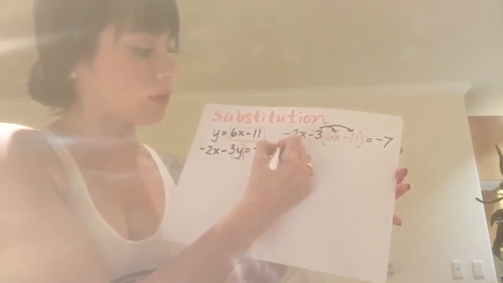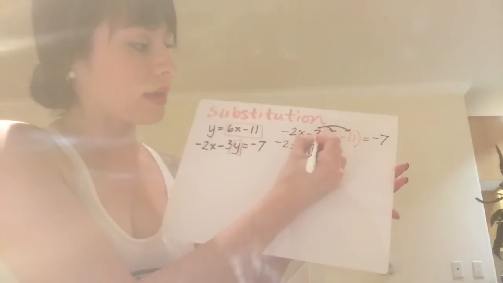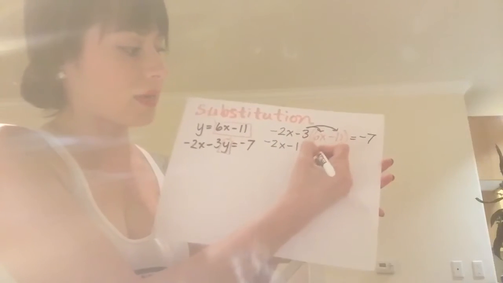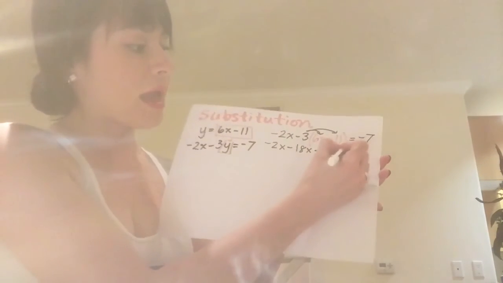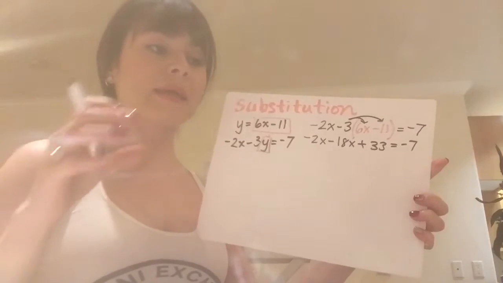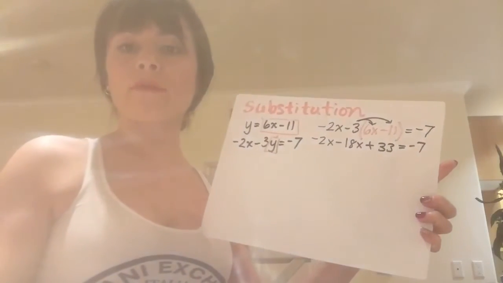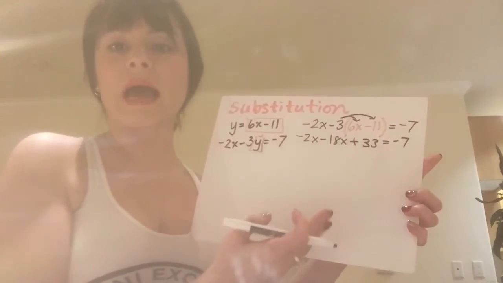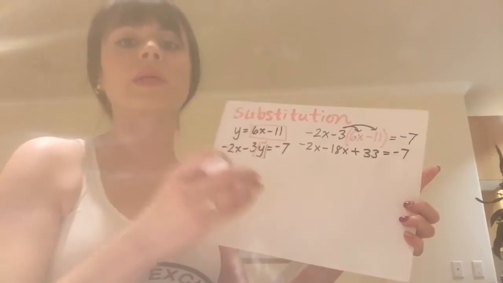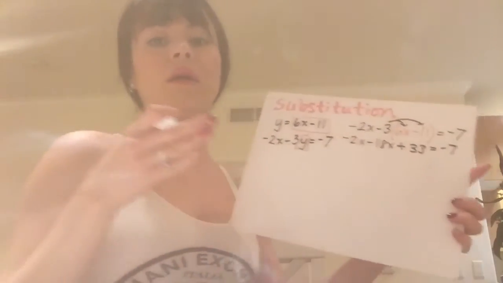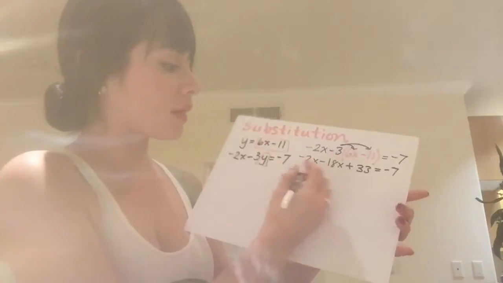So let's bring everything else down, negative 2x, and now negative 3 times 6x is negative 18x. Negative 3 times negative 11, that's positive 33, and then we have negative 7. So practically what we're doing right now is, you know how we found x to be 2 on our graph and y to be positive 1? That's basically exactly what's going to happen here. We're going to find the exact same solutions because it's just 3 different methods to guide you to find the same solution. So now let's combine like terms.